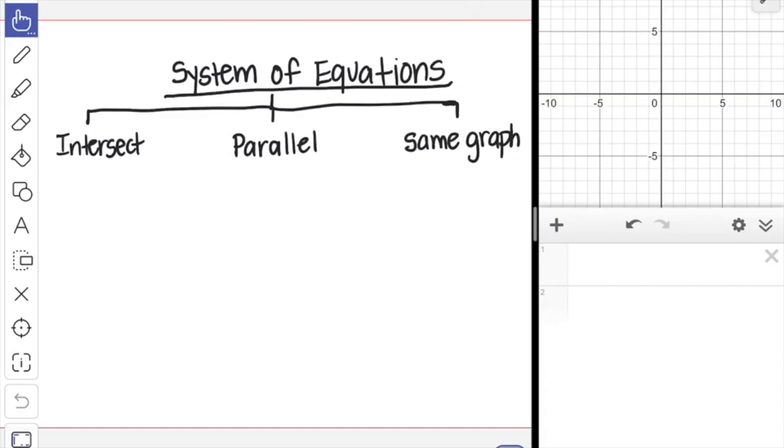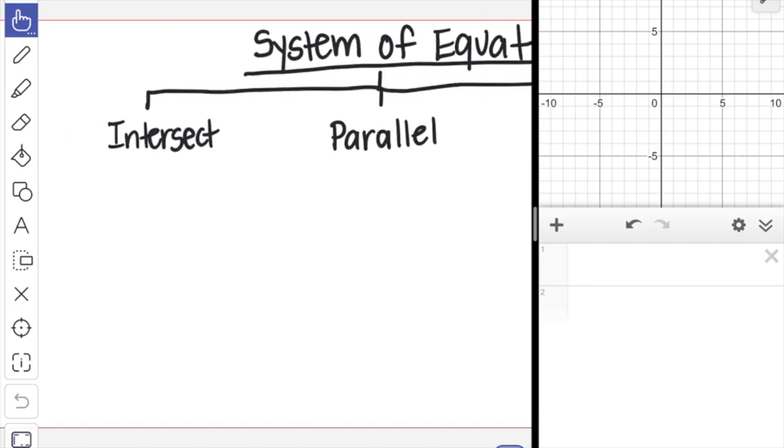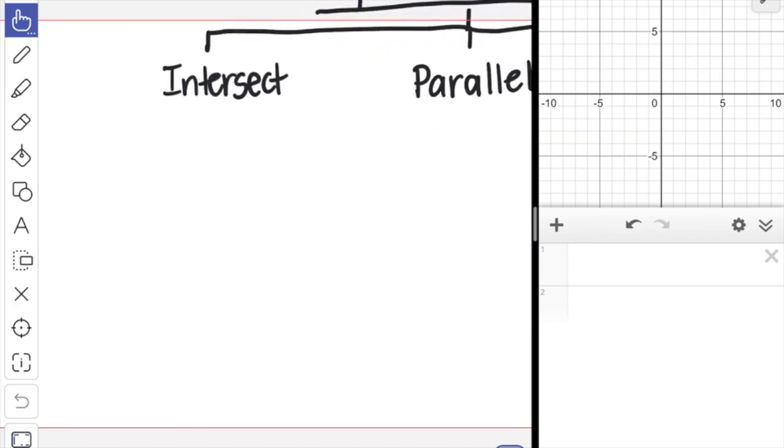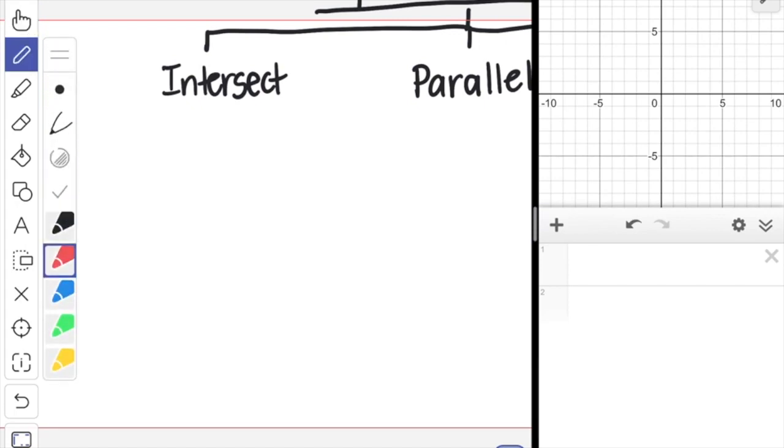So the first way is going to be when they intersect one another. So when they intersect one another, and we're going to kind of start off talking just about linear, and then we'll look at a few examples later on with linear and quadratic or linear and exponential. So what happens when a system intersects each other? Well, when we're talking about linear, it's going to have one solution.